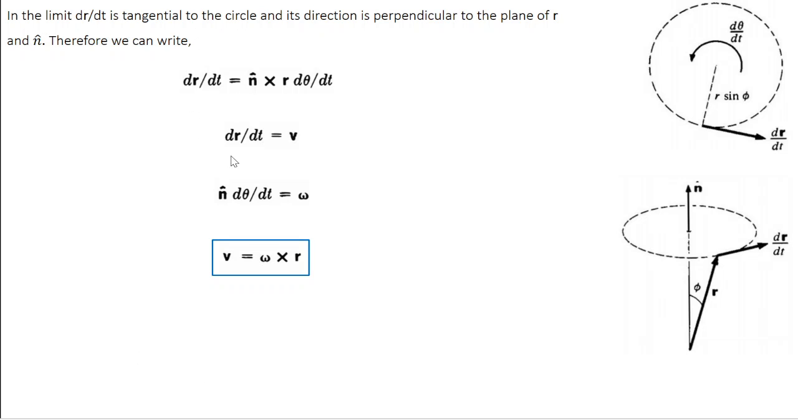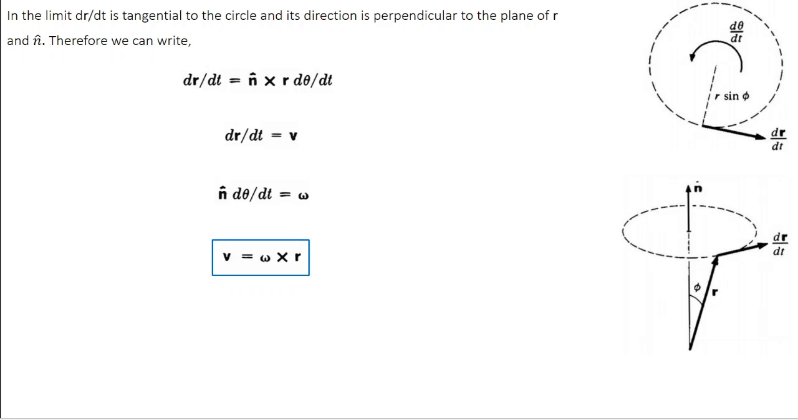Now we know that the left hand side, dr by dt, the rate of change of position, is the linear velocity v, and d theta by dt is the angular velocity omega. Multiply it with n cap, which is the direction of the axis, and this gives you the angular velocity vector omega. So the vector equation is vector v equals vector omega cross vector r. This is the geometry. You can see the linear velocity is perpendicular to both omega and r, where omega is along the axis of rotation.